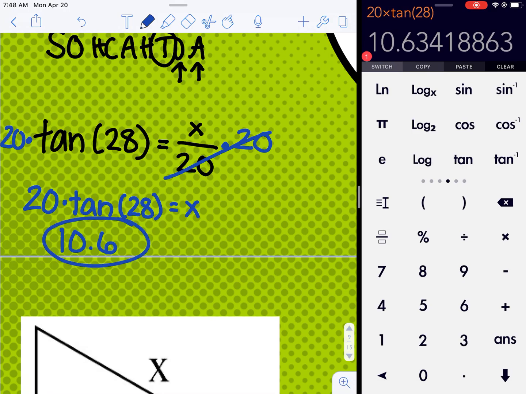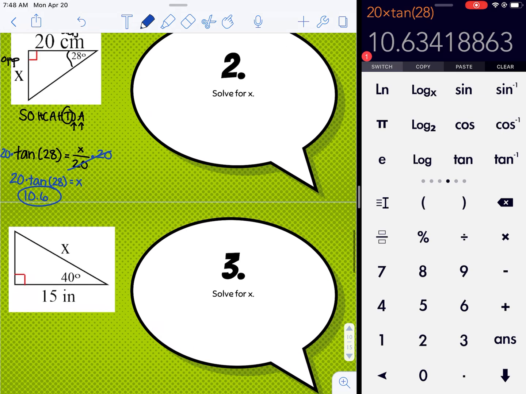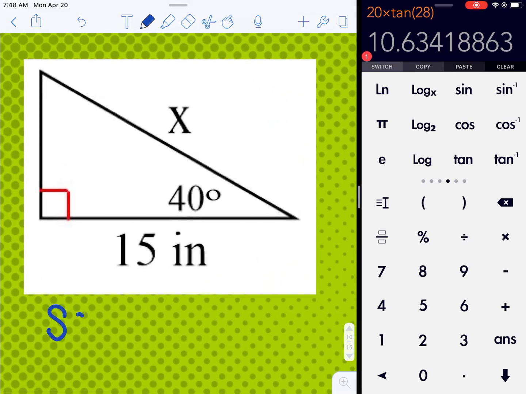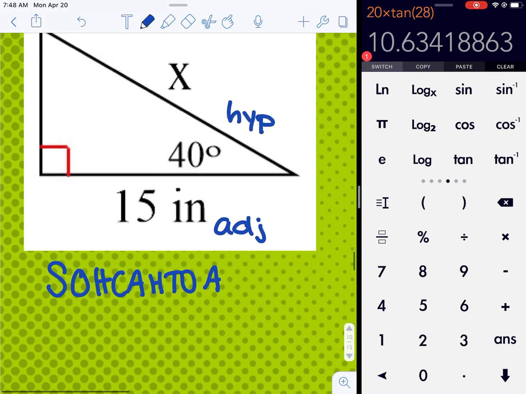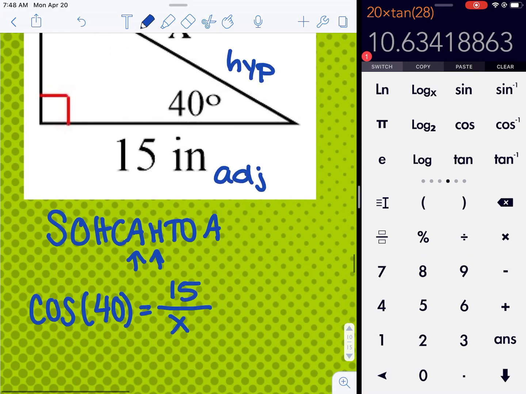Okay. Cool. For the most part, I will have you round to the nearest tenth. Both on checkpoints and on tests. If it is different, it will say exactly what to round to. So just read. All right, we're going to do another one. This time, I have the side adjacent to 40 degrees, and I'm looking for the hypotenuse. Adjacent hypotenuse tells me, hey, use cosine. So the cosine of 40 has to equal 15 over x.